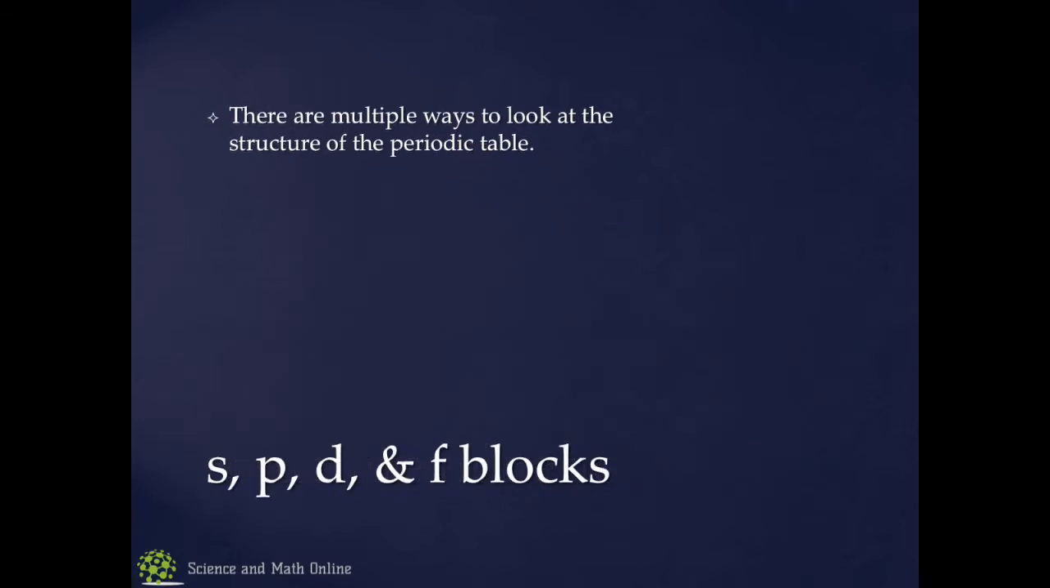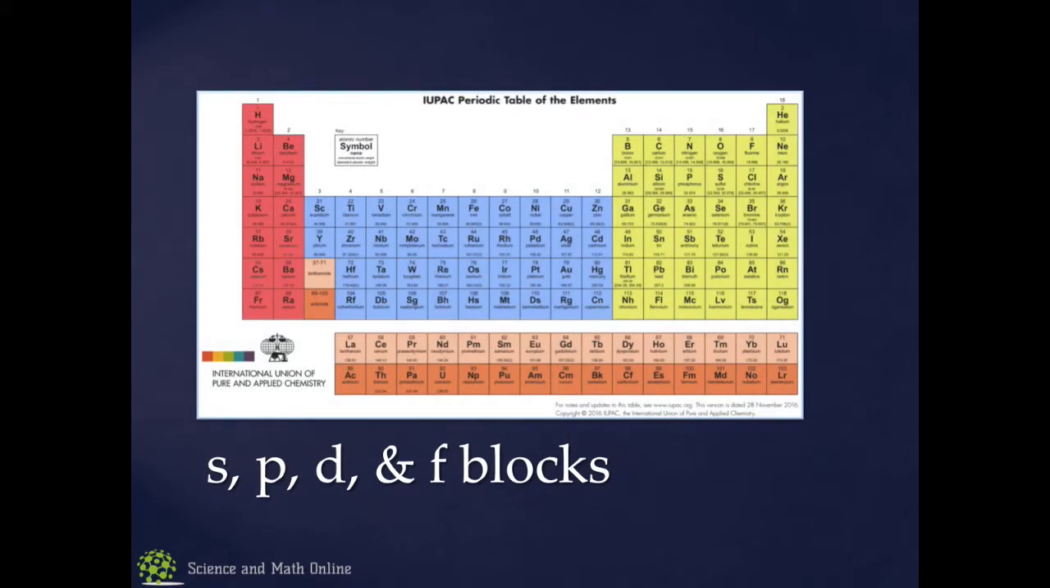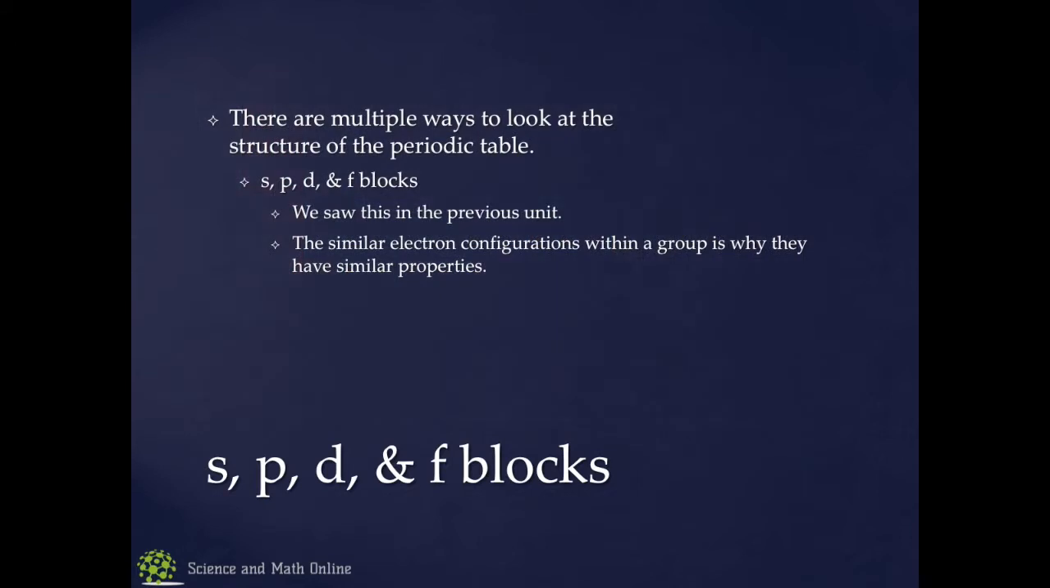We can also look at s, p, d, and f blocks. We saw this in the previous unit, where we got our s block over here, groups 1 and 2. Groups 13 through 18 make the p block. Groups 3 through 12 make the d block, and then these down here make the f block. We've seen that before. It matches up and works really well. So it is the similar electron configurations within a group that give them similar properties.